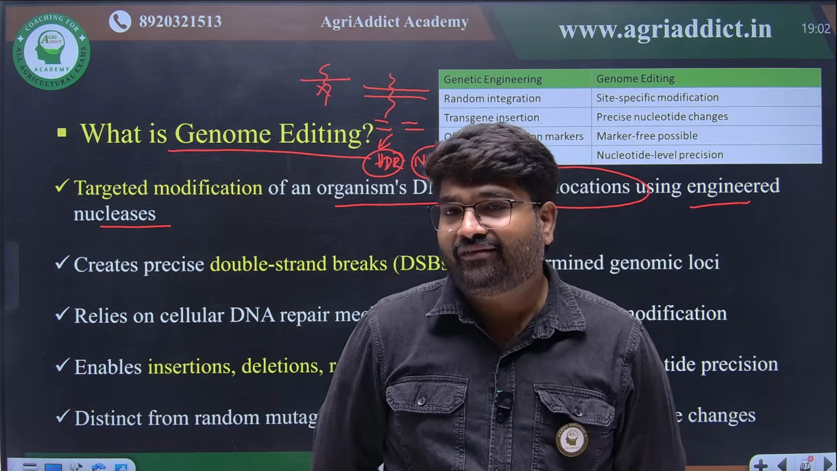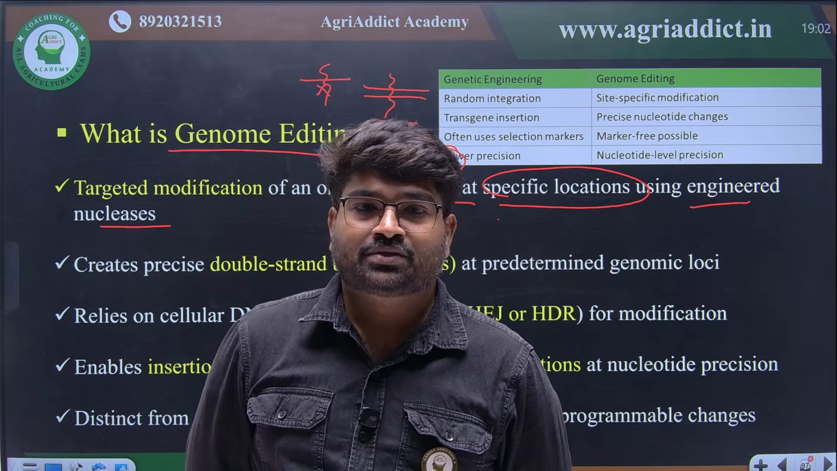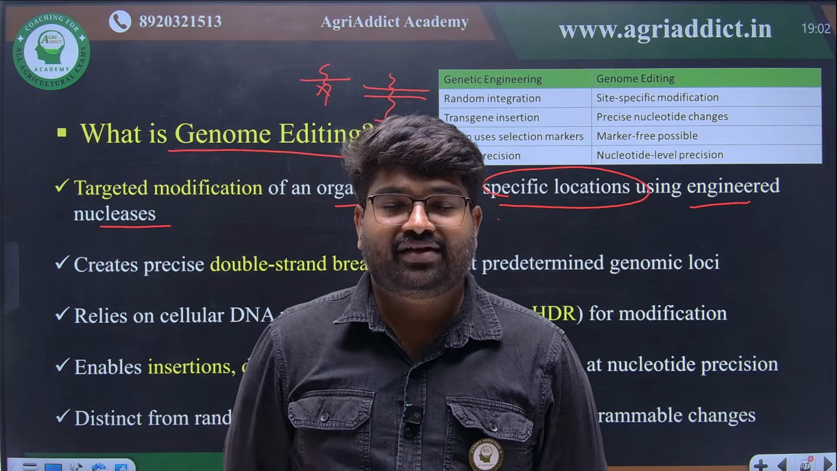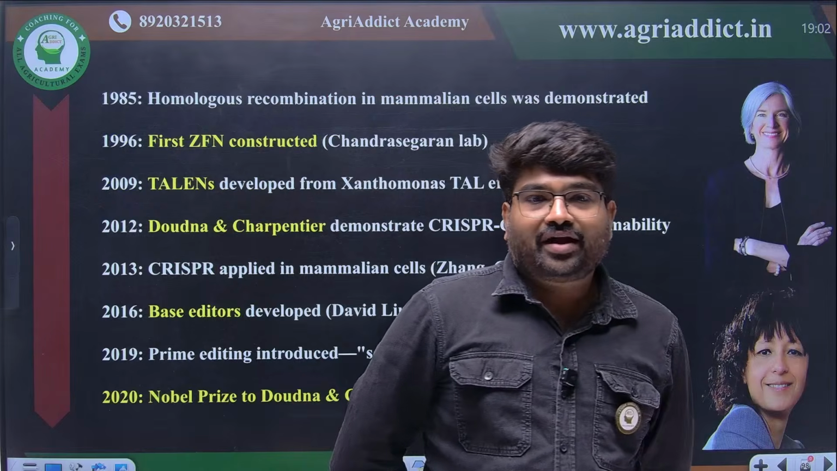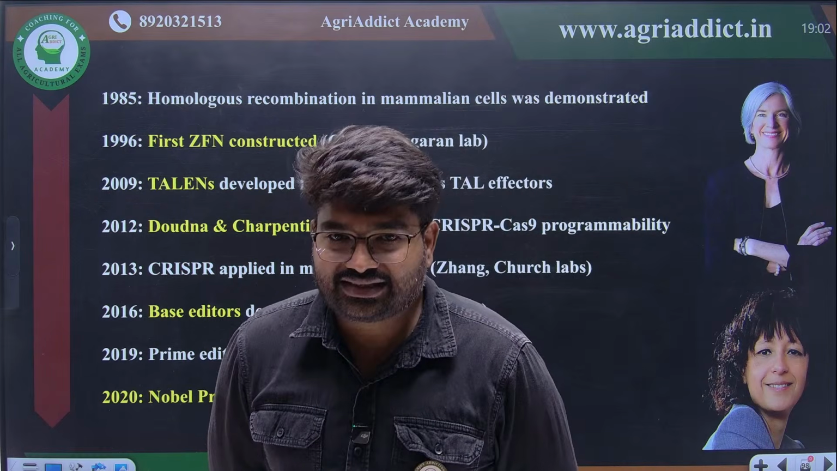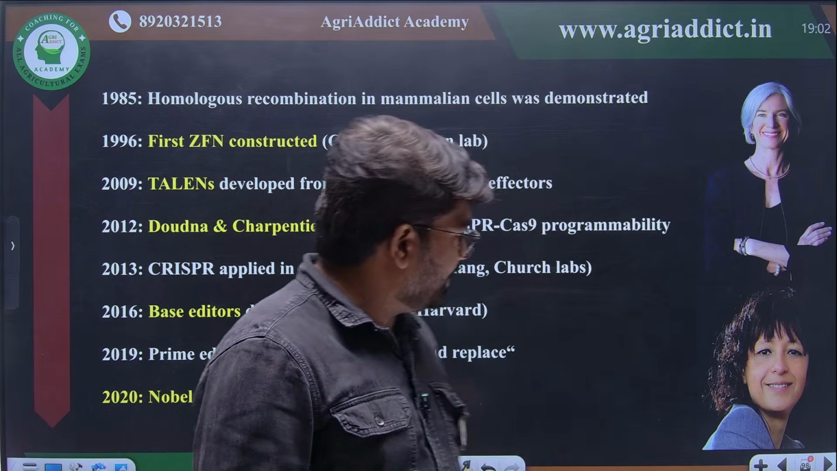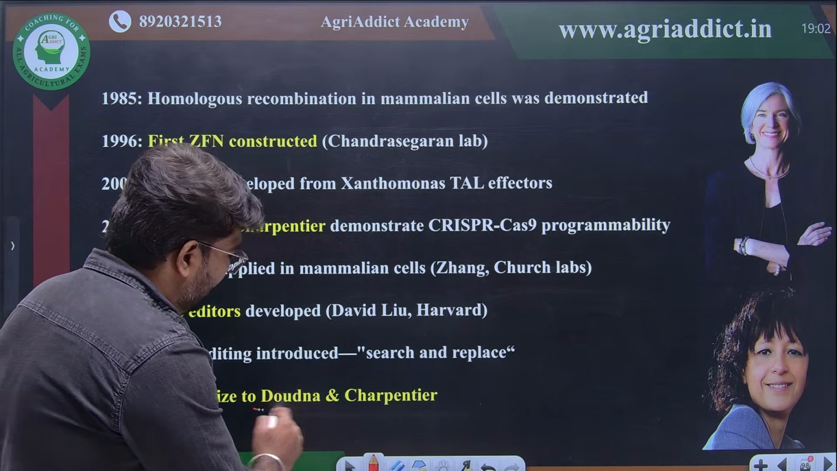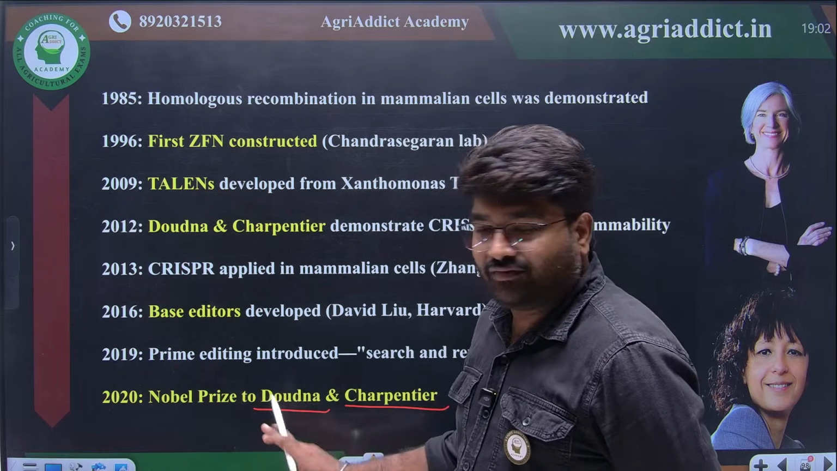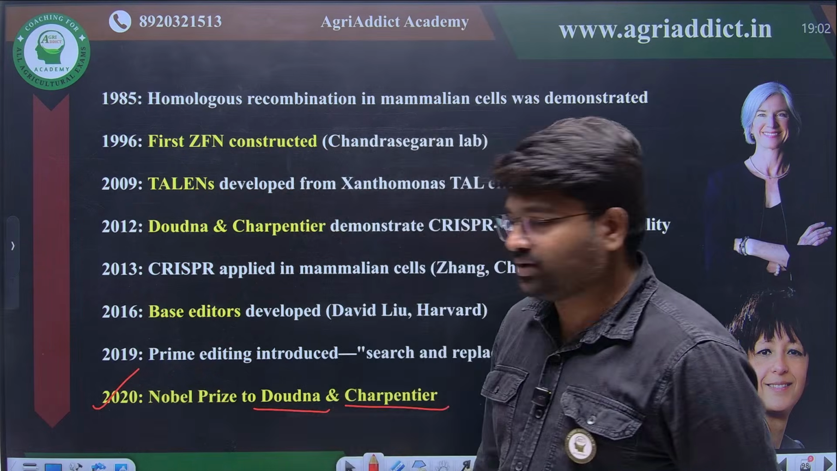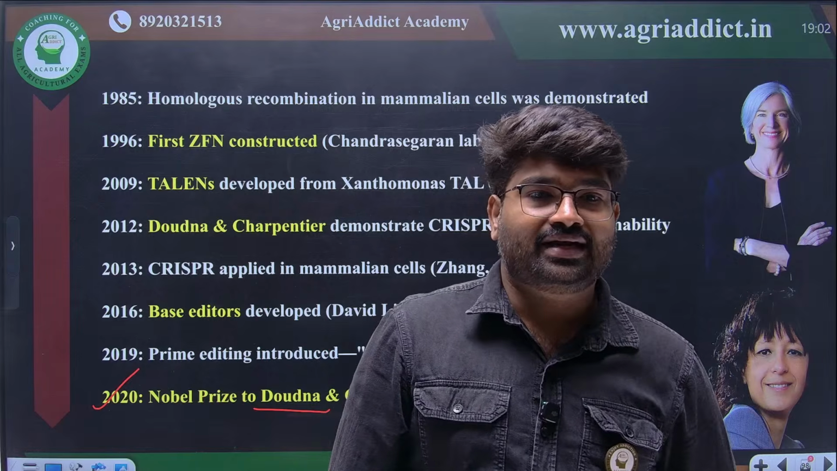What questions will they ask here? Who has discovered which genome editing techniques? What are the different nucleases used for the different genome editing techniques? Another important question, CRISPR-Cas. This technology was developed by whom? This is a very important objective point. CRISPR-Cas technology was developed by Doudna and Charpentier. For their work, they received the Nobel Prize in 2020 in the field of chemistry.